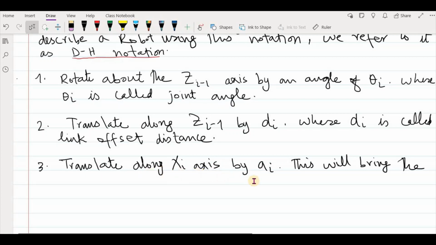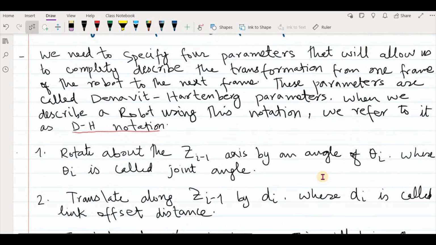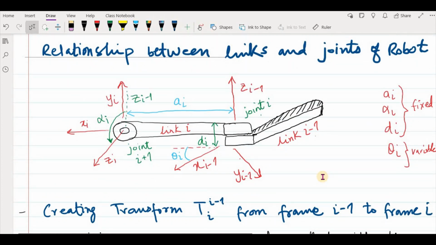Translate along x-axis by ai. This will bring the origin of the two coordinate frames together. ai is called the link length. So from here we know that the distance from here to the next frame, which is the i frame, is ai. So now if we want to do a transformation, we need this length.